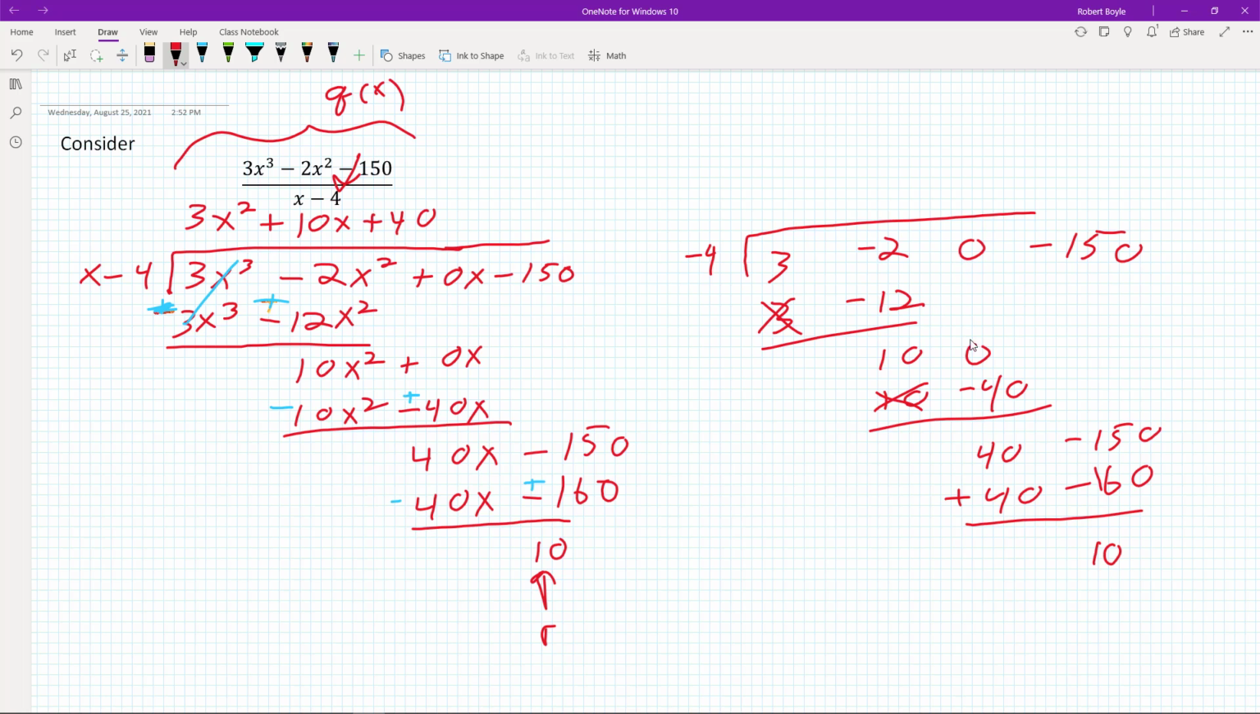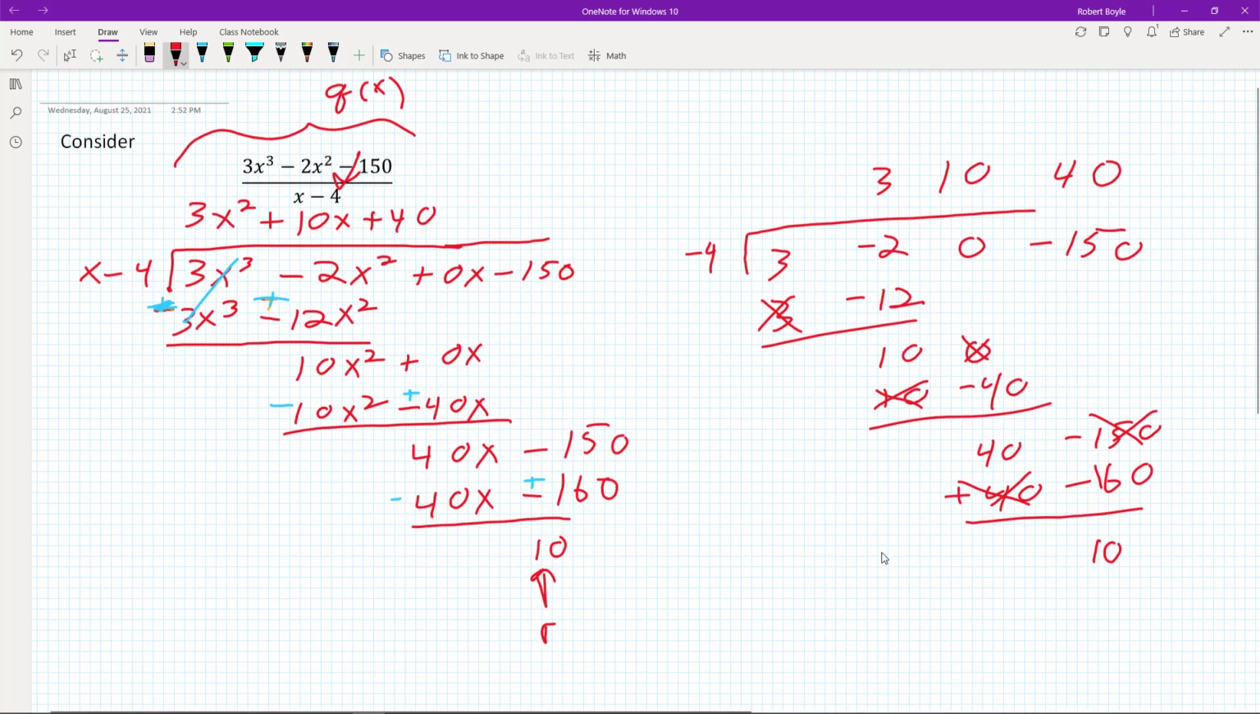We have a 0 here and a 0 there. That's kind of redundant. We don't need that. We have a 40 here and a 40 here. That's not necessary. We have a 150 here and a 150 there. That's not necessary. But I probably should still include the 3, the 10, and the 40 up here. Okay, without the x's. So we can actually go ahead and consolidate all that stuff.